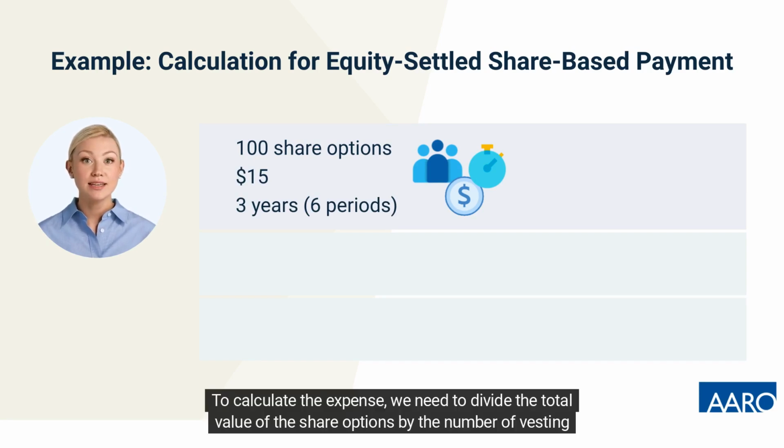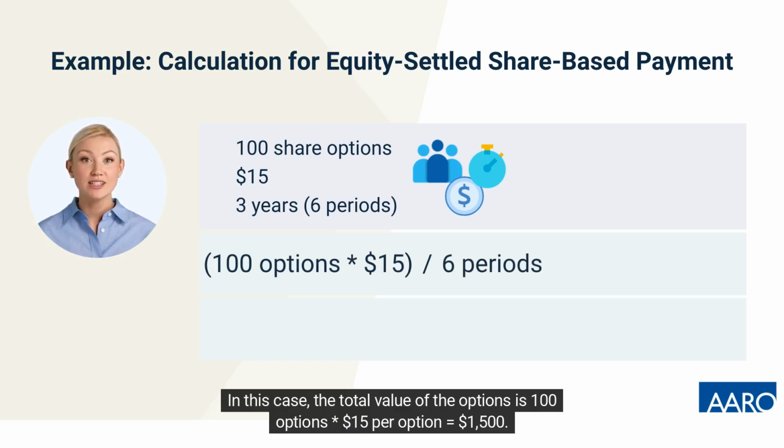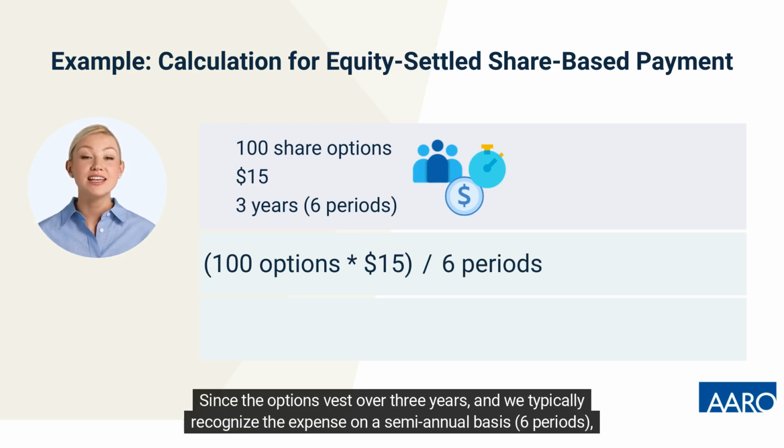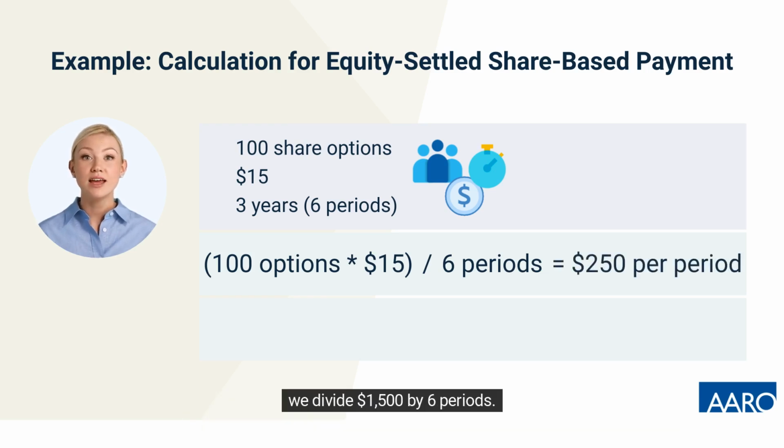To calculate the expense, we need to divide the total value of the share options by the number of vesting periods. In this case, the total value of the options is 100 options times $15 per option, which equals $1,500. Since the options vest over 3 years, and we typically recognize the expense on a semi-annual basis, 6 periods, we divide $1,500 by 6 periods.